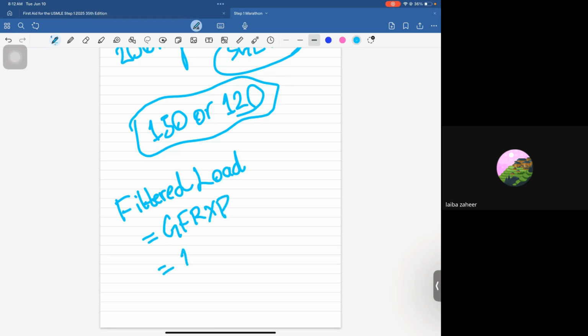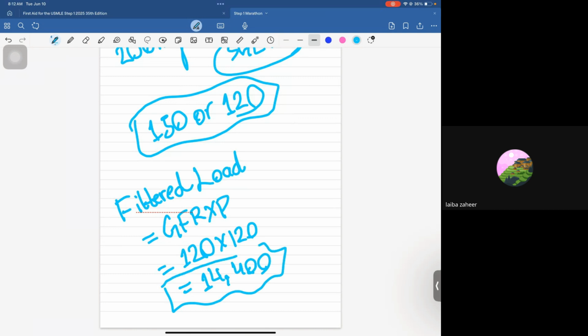Normally the GFR is 120, and the plasma concentration of glucose is 120. That brings us to, if we calculate the normal filtered load of glucose, it is going to be 14,400. So 14,400 is almost the value at which glucosuria begins, right?